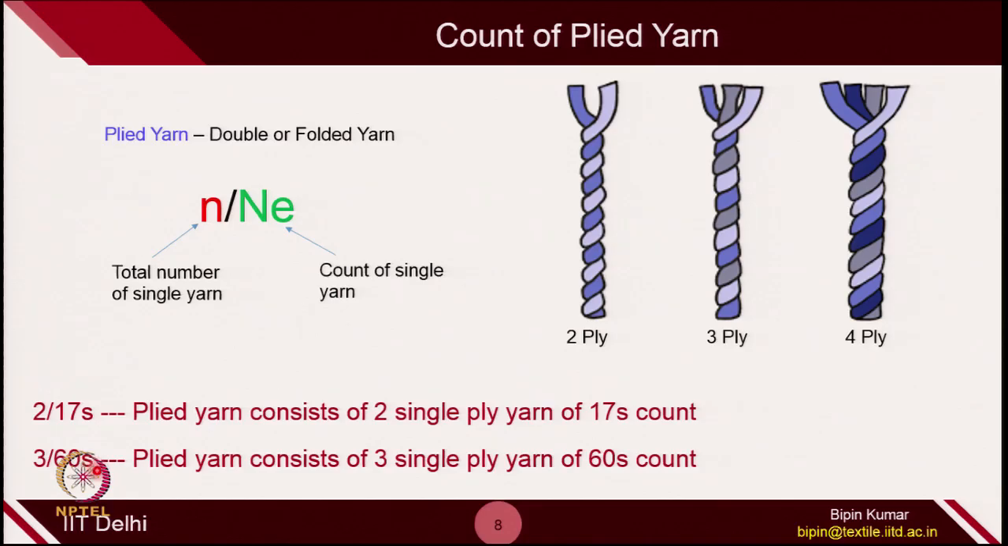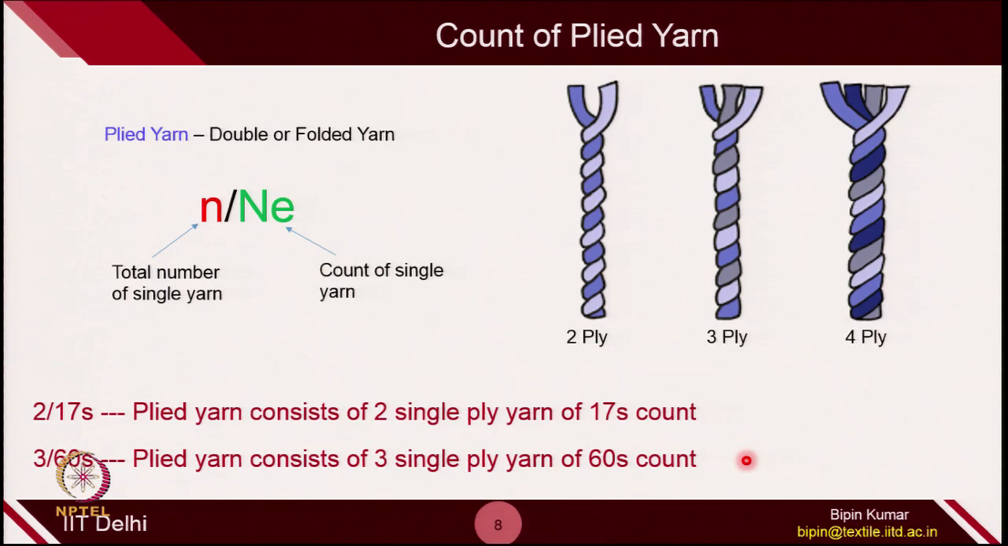If you see 3/60s, here you can see plied yarn consists of 3 single ply. So, 3 means 3 yarns are twisted and each yarn has 60 count, so each yarn has 60 NE. This is how you represent the plied yarn. I have a couple of examples to practice conversion from one to another. Let us do 1 or 2 simple examples so that you can get used to this conversion.